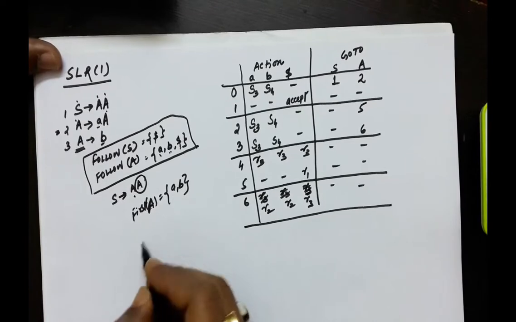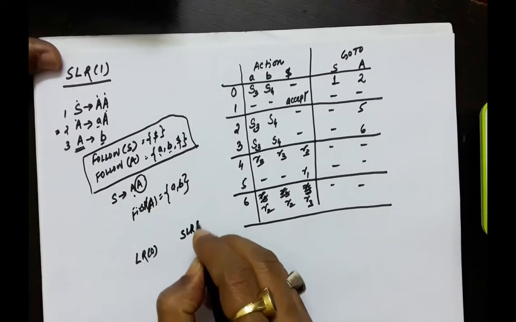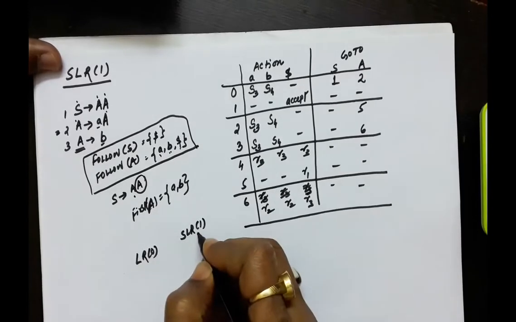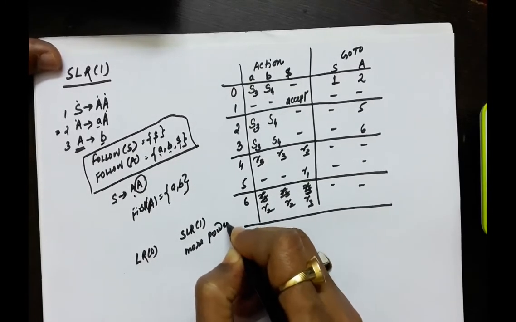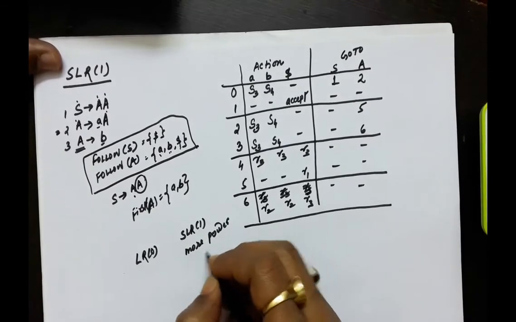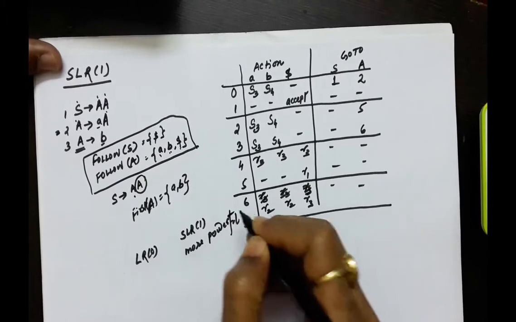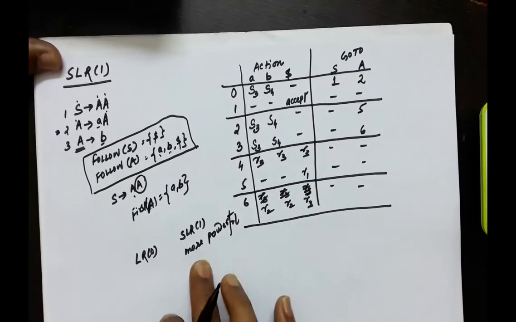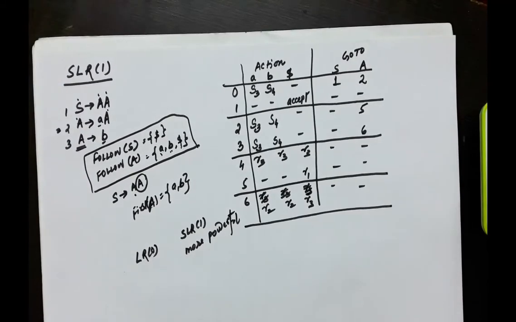Now about the strength of LR0 and SLR1. SLR1 is actually more powerful than LR0. Why is it more powerful? Because the decision making power of SLR1 is better than that of LR0. The method of parsing remains the same for LR0 and SLR1.